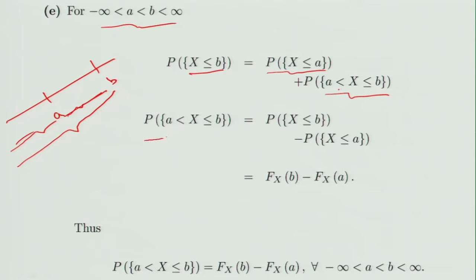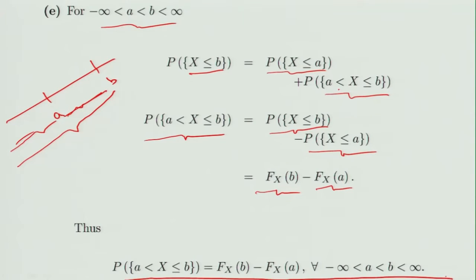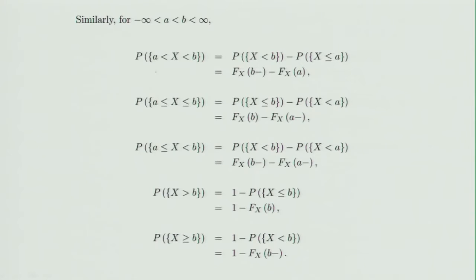So what you get is probability X greater than a, less than or equal to b is same as probability X less than or equal to b minus probability X less than or equal to a, which is same as Fx of b minus Fx of a. So what you get is probability a less than X less than or equal to b is same as Fx of b minus Fx of a for every a less than b. Now to see what is happening, probability a less than X less than b. This would be same as probability X less than b.